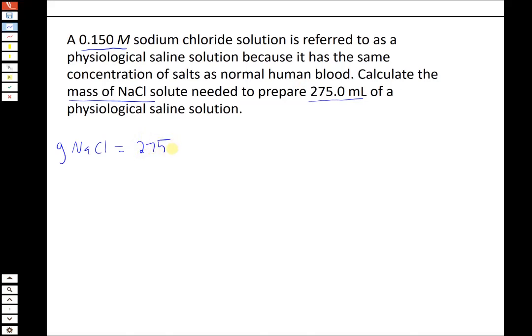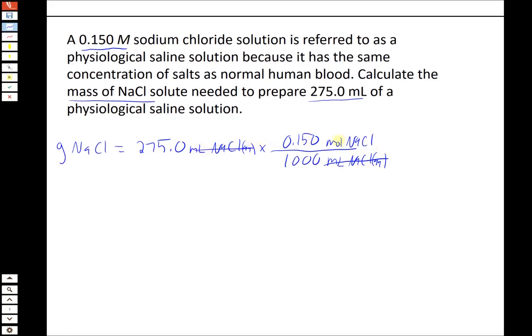So we're trying to make 275.0 milliliters of NaCl solution. And then we want to figure out the mass of that, so we're going to use molarity as a conversion factor to figure out how many moles of sodium chloride are in there. So 0.150 molar means we have that many moles per liter, or 1,000 milliliters as I often do it. Alright, so we want milliliters to cancel out. So this molarity tells us that we have 0.150 moles of sodium chloride per 1,000 milliliters of the solution.